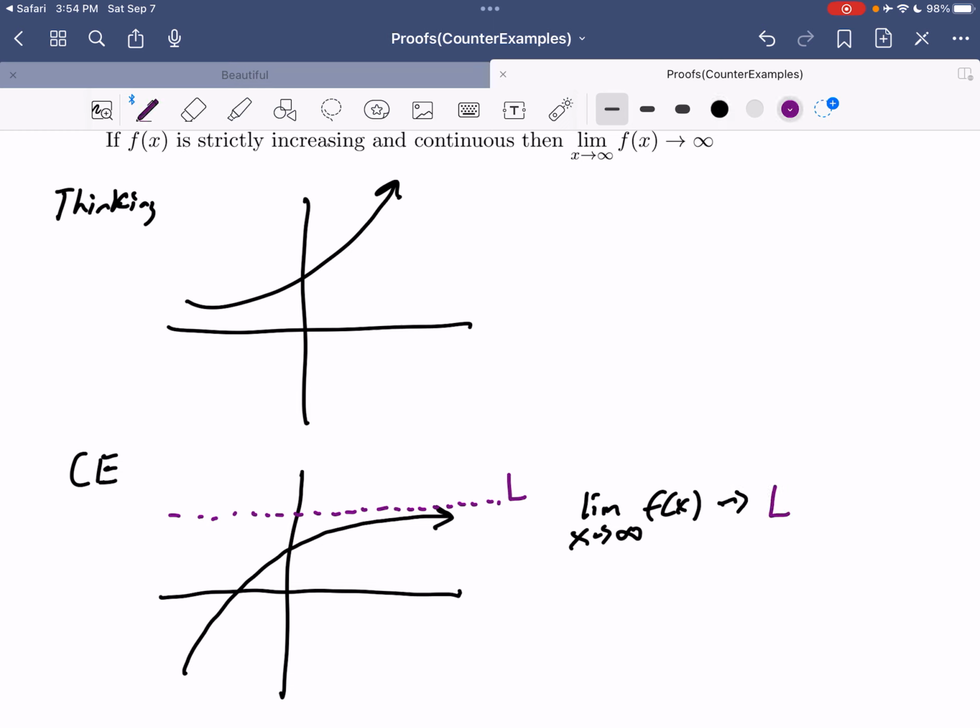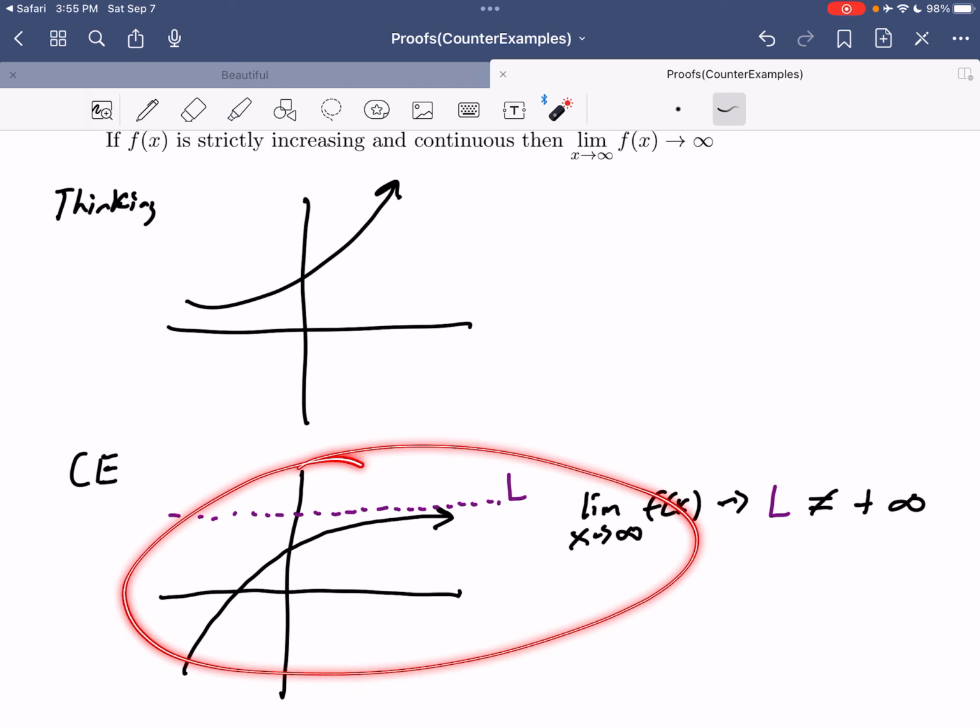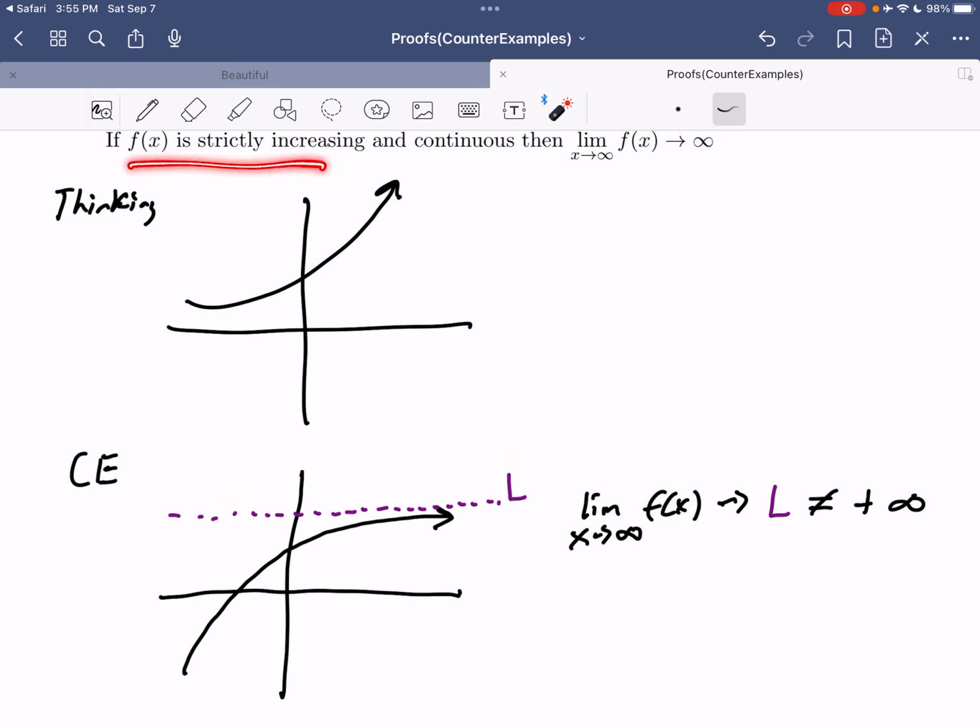So this would be a valid counterexample, right? If we draw a continuous curve and it always stays below this horizontal asymptote, clearly it's always increasing, it's always going up. It's just that the rate of increase is getting less and less, and it's going to stay below that limit of L, that horizontal asymptote. That's going to be its end behavior. That's not positive infinity. That's a counterexample. Again, this to me would be a totally sufficient way of explaining it. It definitely justifies strictly increasing and continuous, and clearly it shows why the limit is not going to positive infinity.